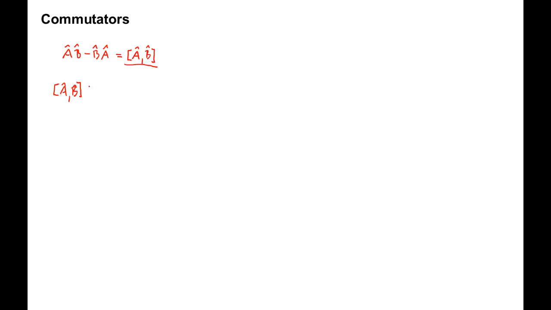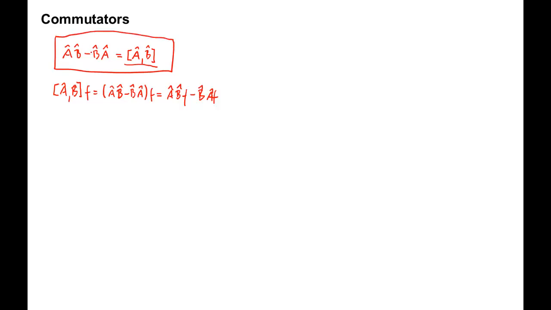The commutator [A, B] operating on f equals, if you write it out, (AB minus BA) operating on f, which then distributes out to ABf minus BAf. This is how the commutator works. Let's look at a simple example.